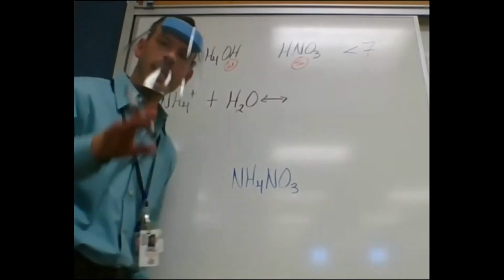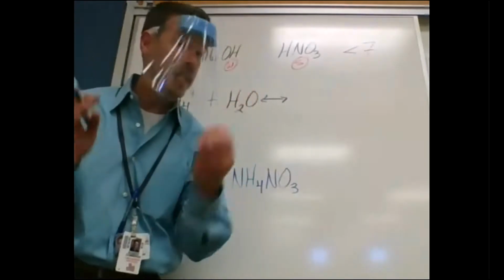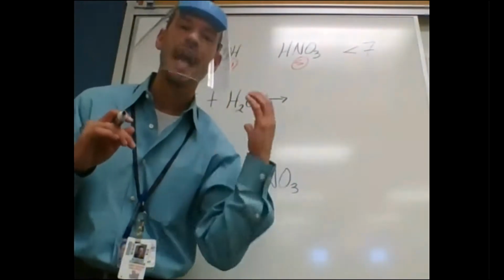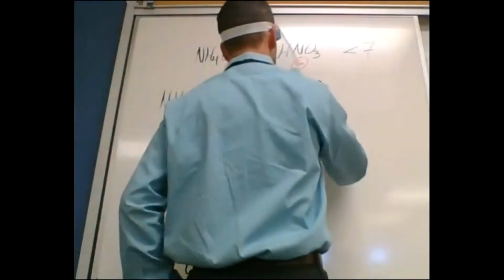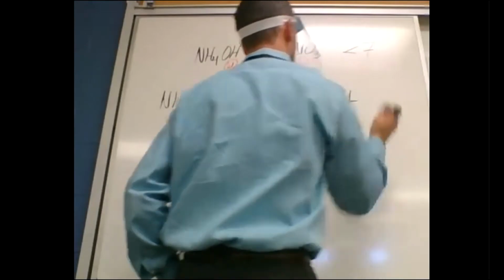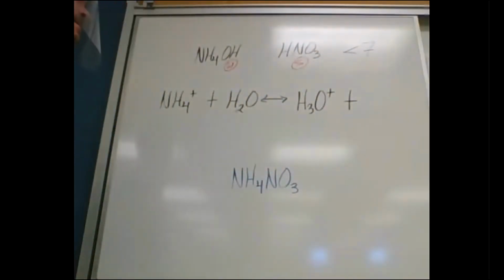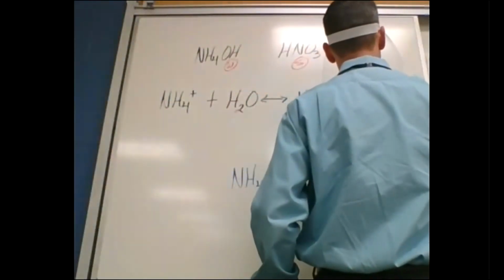I am building an environment that has a pH less than 7. I'm building an environment that favors acids. That environment will include hydronium. The only way to Bronsted-Lowry hydronium is to donate from here to here. Therefore, here's your other substance.